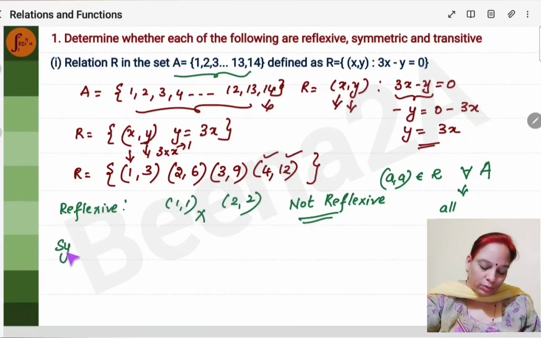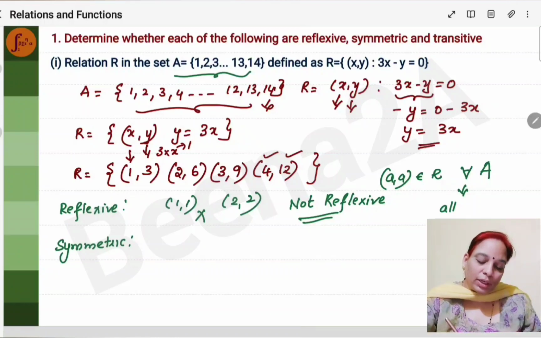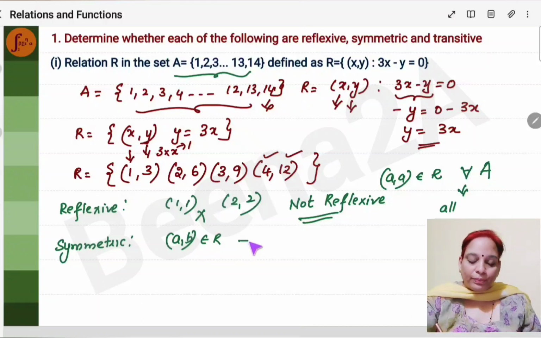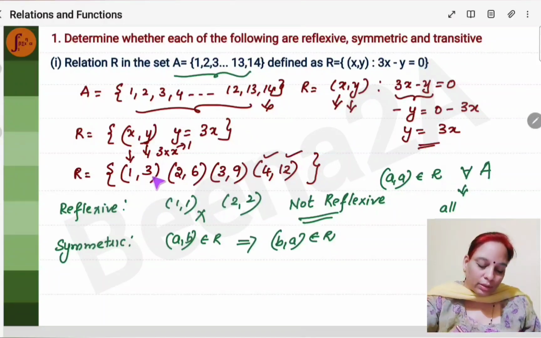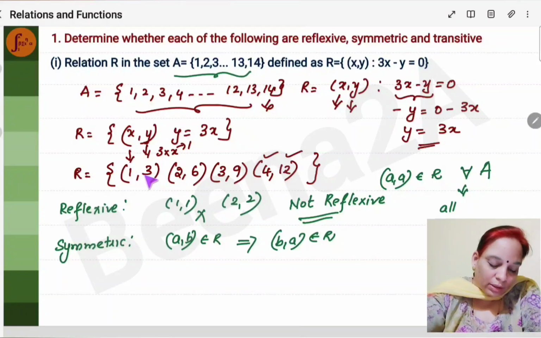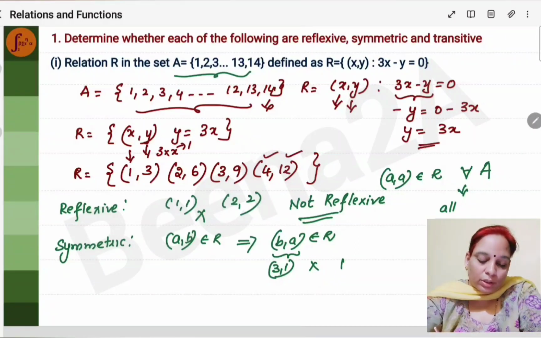Now we'll go through the second type of relation, that is symmetric. Is it symmetric? What is the condition for symmetric? If (a, b) belongs to R, this implies that (b, a) should also belong to R. So now let's look at the ordered pairs in the relation. Here (1, 3). If (1, 3) is there, then you should have the reverse combination, which is (3, 1). Is (3, 1) there? No. Since (3, 1) is not there, this is not symmetric.